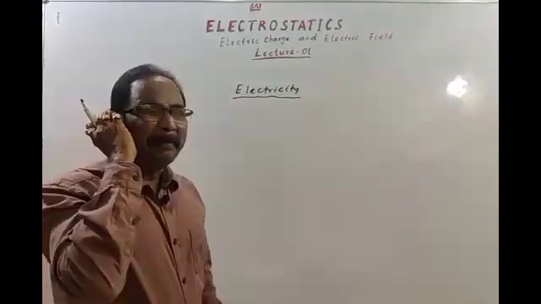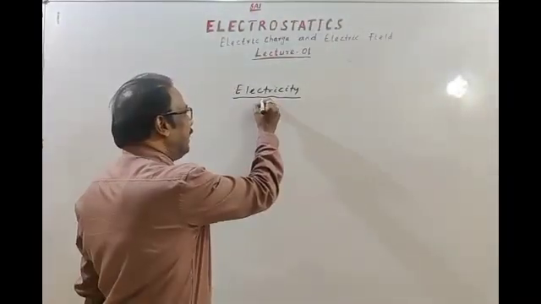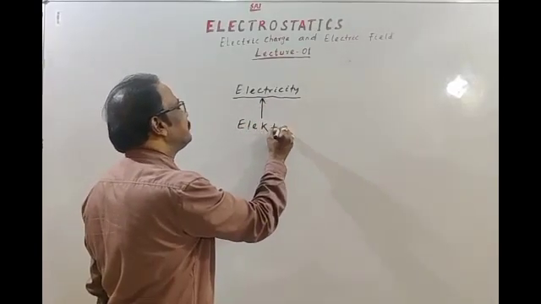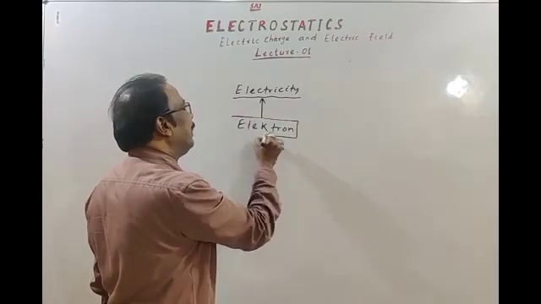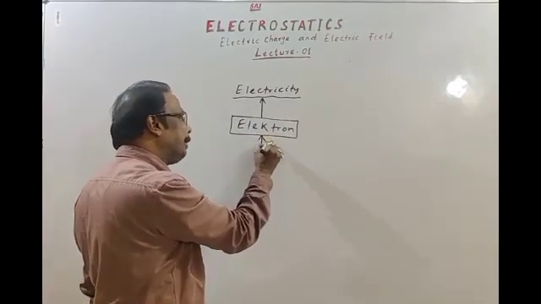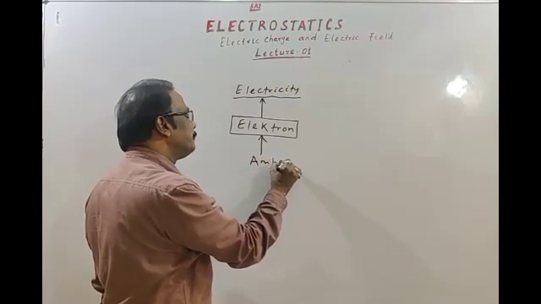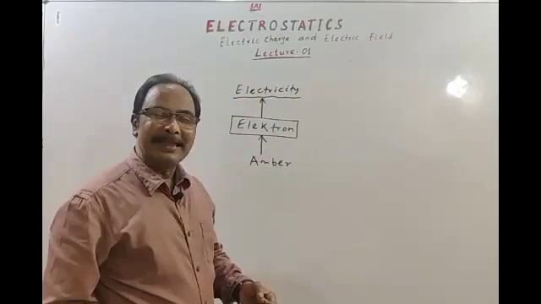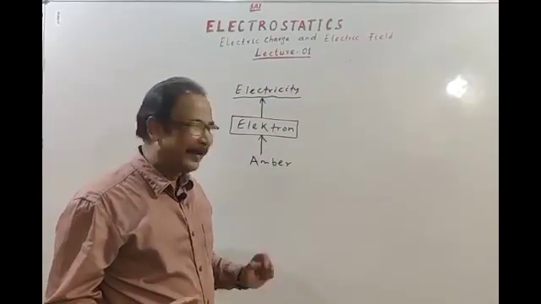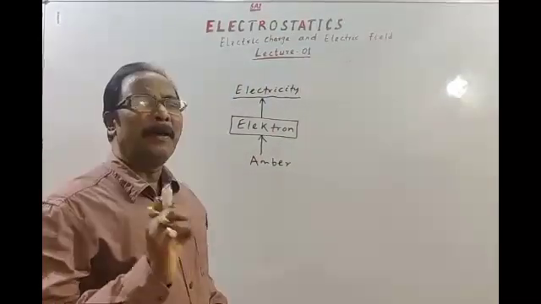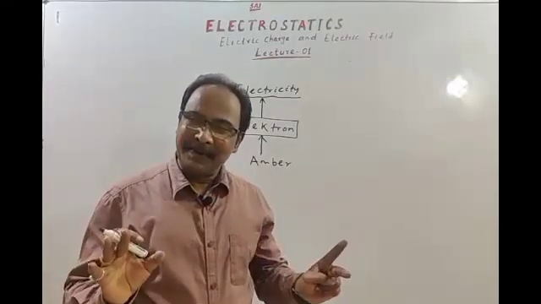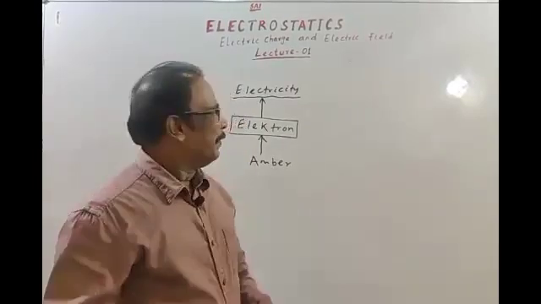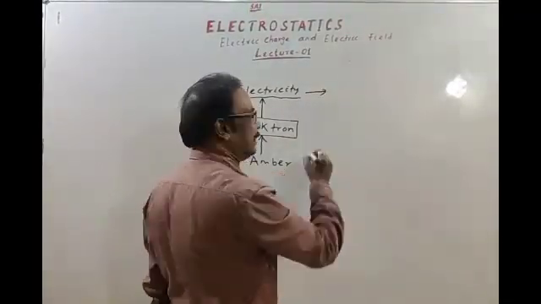Electricity is derived from a Greek word, electron, which is the ancient name of amber. The ancient name of amber is electron, from which electricity, the name, is derived. Then discovery of electricity. We will discuss about discovery of electricity in very short time. The origin of electricity.